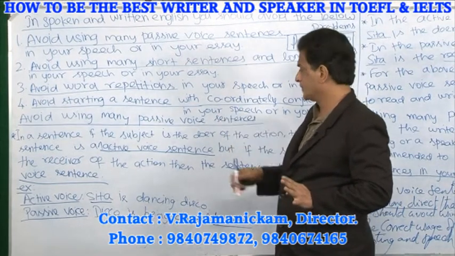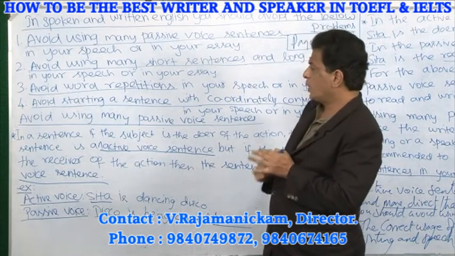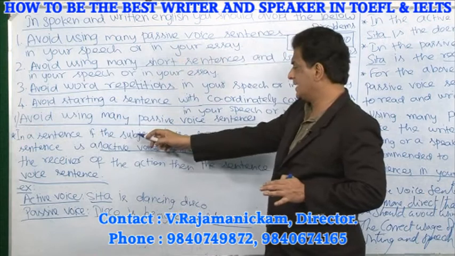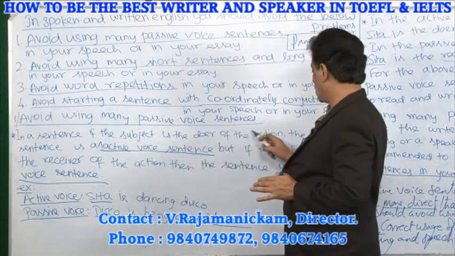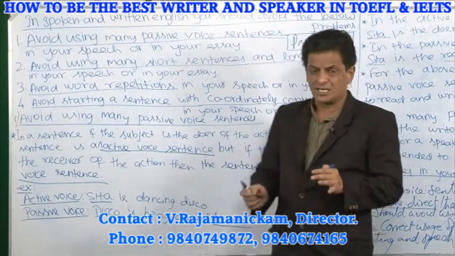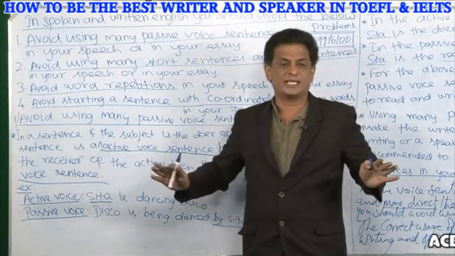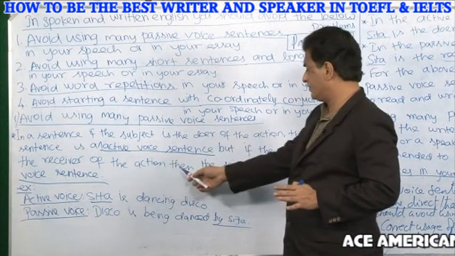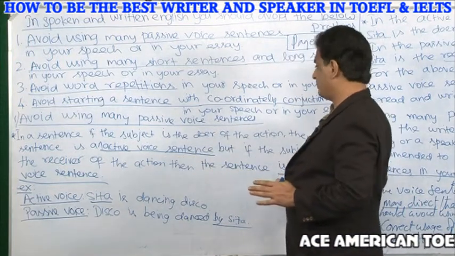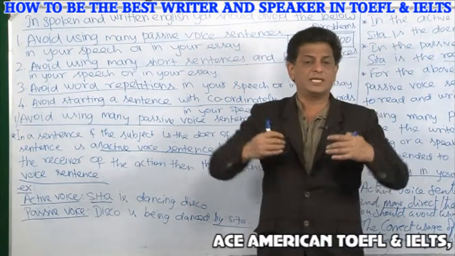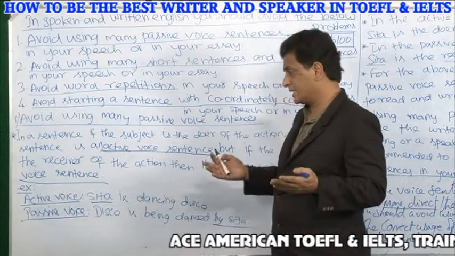See, number 1, avoid using many passive voice sentences. In a sentence, if the subject is the doer of the action, then the sentence is called an active voice sentence. He does something, so it is an active voice sentence. But if the subject is the receiver of the action, then the sentence is a passive voice sentence. If the subject is the receiver, then the sentence becomes passive.